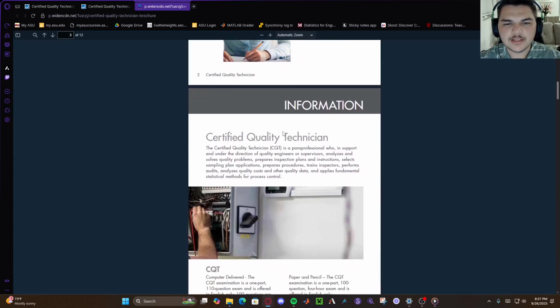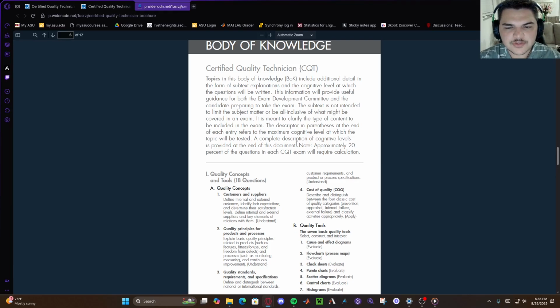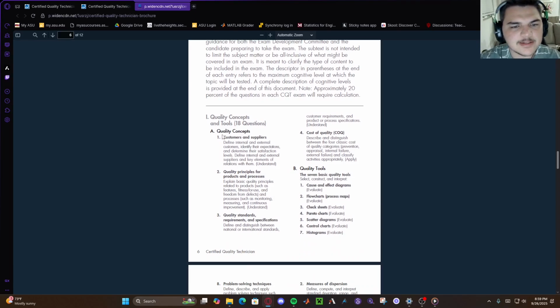So, to get into the quality technician, a quality technician supports and, under the direction of quality engineers and supervisors, analyzes, solves quality problems, prepares inspection plans and instructions, along with other quality related things, including statistical process control. These are what the questions on the test come from. And in each section, it's going to focus on a few different points, maybe have a few different questions on each point. It just depends on what gets randomized into it.